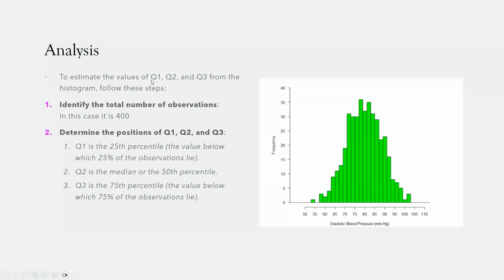To estimate the values of Q1, Q2, and Q3 from the histogram, we follow these steps. First of all, we know that the number of observations is 400. Determine the positions of Q1, Q2, and Q3. Q1 is the 25th percentile, the value below which 25% of the observations lie. We are talking about observations, not the frequency. Q2 is the median or the 50th percentile, the second quartile. Q3 is the 75th percentile, the value below which 75% of the observations lie.